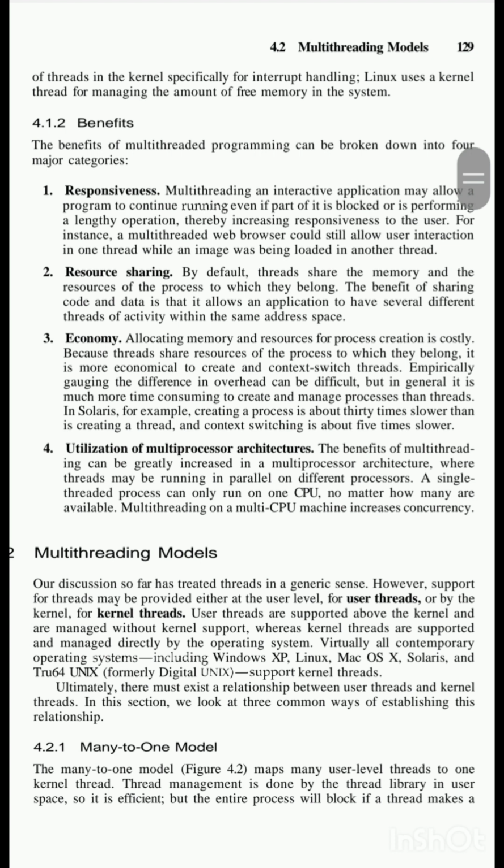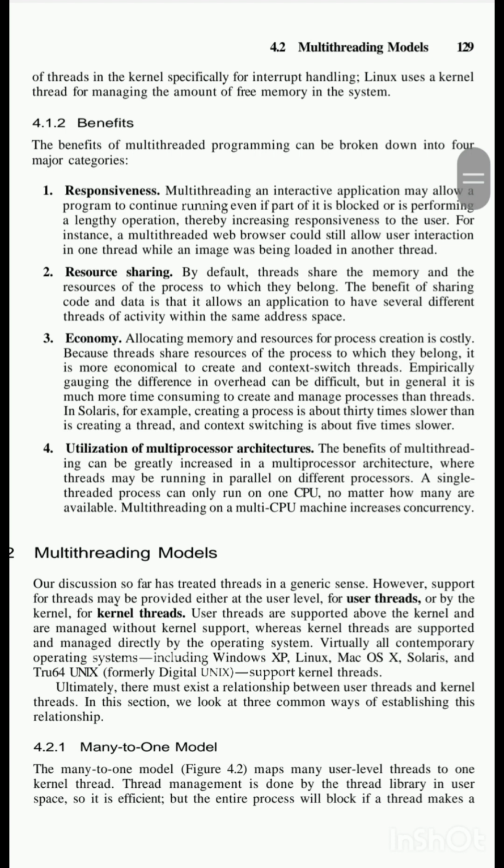Fourth one is utilization of multiprocessor architectures. The benefits of multi-threading can be greatly increased in a multiprocessor architecture, where threads may be running in parallel on different processors. A single-threaded process can only run on one CPU, no matter how many are available. So in this session, we are going to learn multi-threading models.